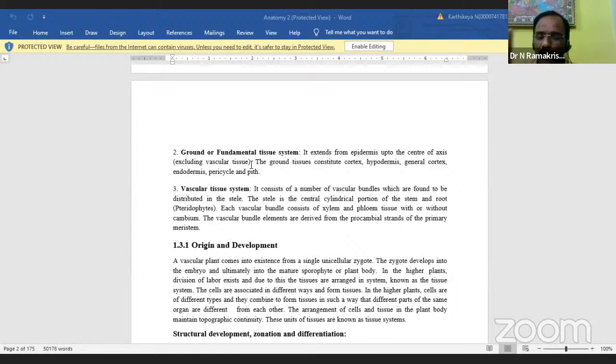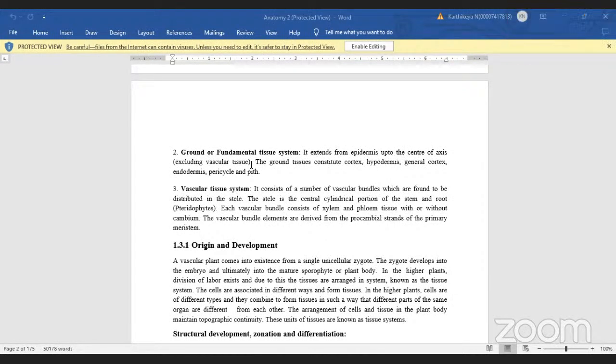So once again, I am telling, see here, the ground tissue is present between the epidermis and pericycle. You see, pericycle is also part of the fundamental tissue system. But above the pericycle, between the epidermis and pericycle, we call that only cortex. Is it clear now? Yes, sir.